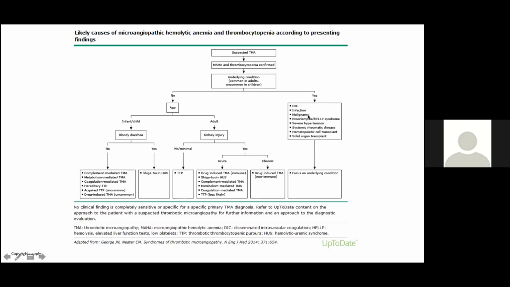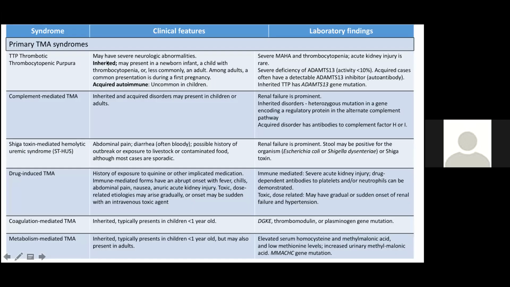And you look for underlying malignancies, preeclampsia, severe hypertension. You have to exclude these diseases. If you diagnose these underlying conditions, then you have to focus on them. The management of these conditions will eventually help the thrombotic microangiopathy. If you cannot identify an underlying condition, then if the patient is an adult, look whether there is kidney injury or not.